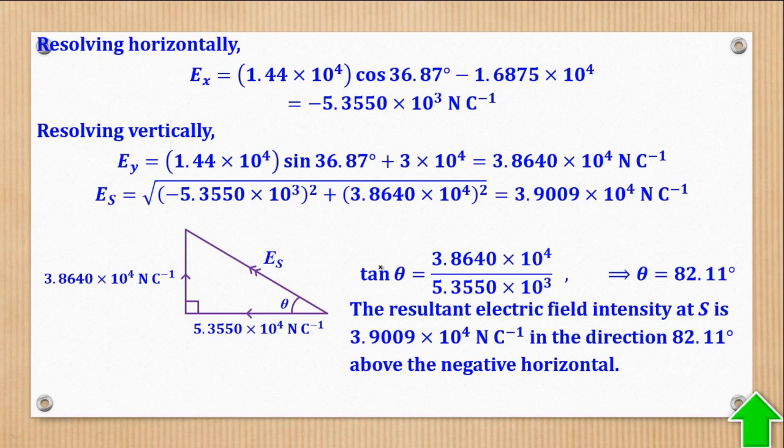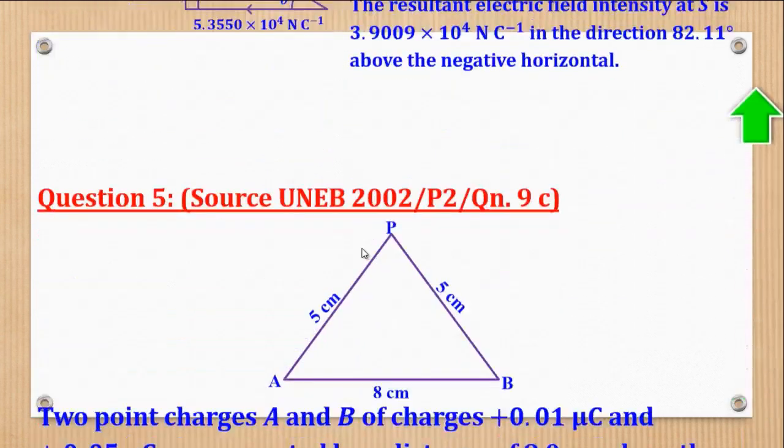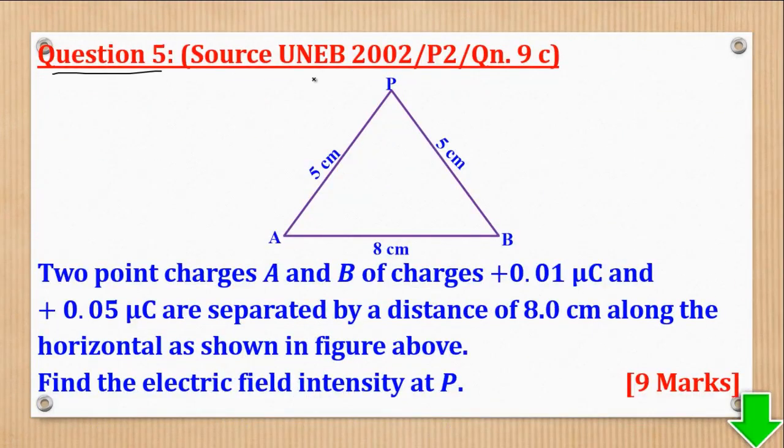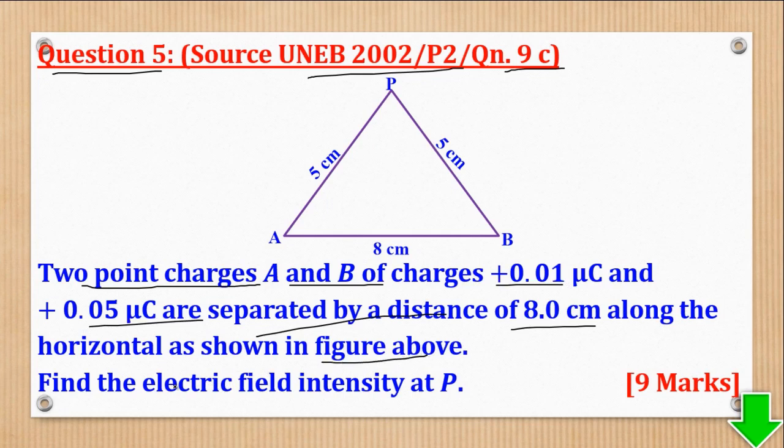And basically that's what they wanted. Then question 5 came from UNEB 2002 paper 2 question 9c and says 2-point charges A and B of charges this and this are separated by a distance of 8 centimeters along the horizontal as shown above. Find the electric field intensity at P.